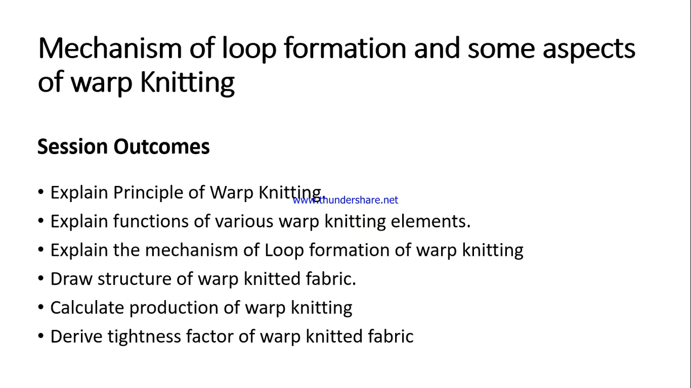Now we shall proceed further. Our next topic of discussion is the mechanism of loop formation and some aspects of warp knitting. The outcomes of this session are: students will be able to explain the principle of warp knitting, explain the functions of various warp knitting elements, explain the mechanism of loop formation of warp knitting, draw the structure of warp knitted fabric, calculate production of warp knitting and derive the tightness factor of warp knitted fabric.